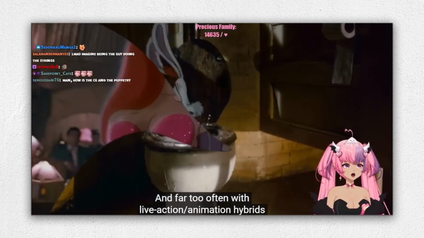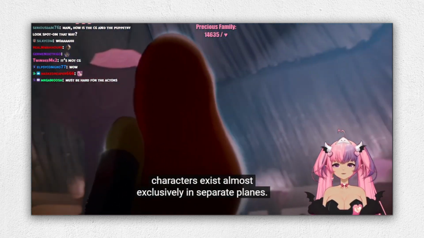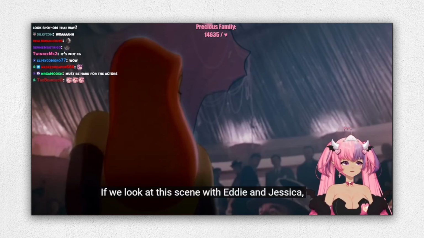And far too often with live-action animation hybrids, characters exist almost exclusively in separate planes. Bro, what the fuck? That's amazing.